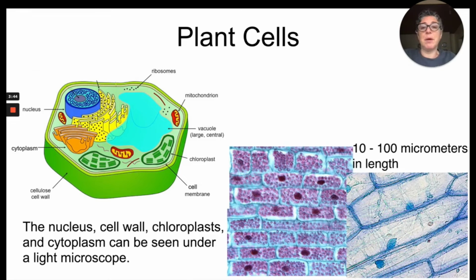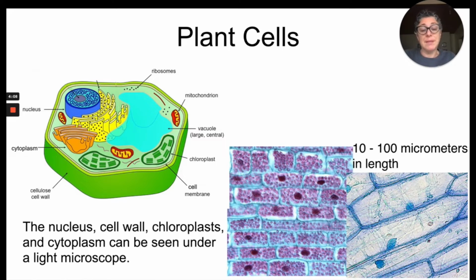Plant cells have some of the same parts that animal cells have. There are a few differences, especially in the shape and some of the organelles. So the organelles that you need to know in plant cells are the nucleus, cytoplasm, the cellulose cell wall, a cell membrane, chloroplast, vacuole, mitochondria, and ribosome. So you can see that some of them overlap.